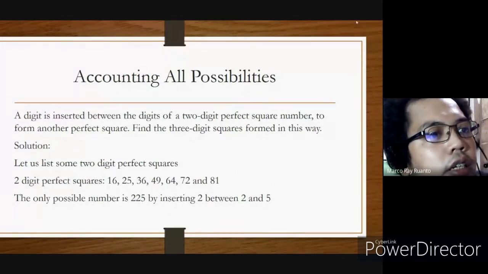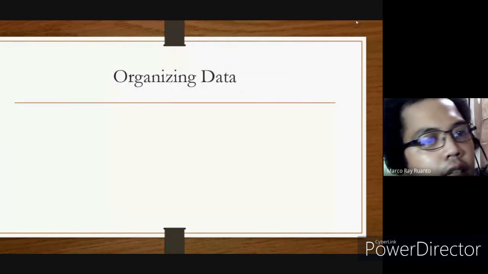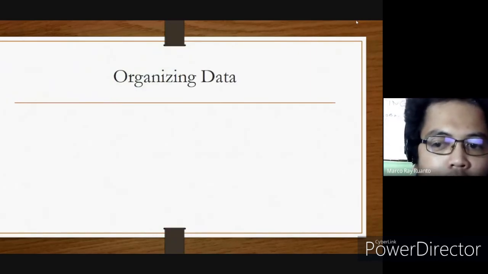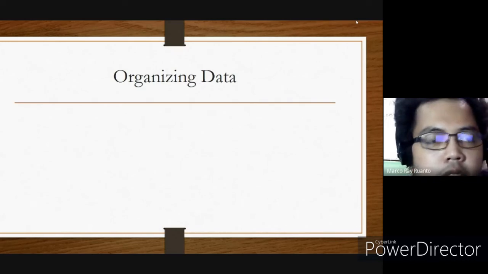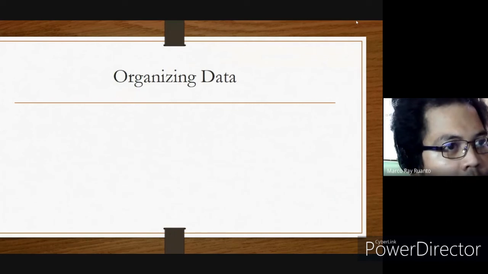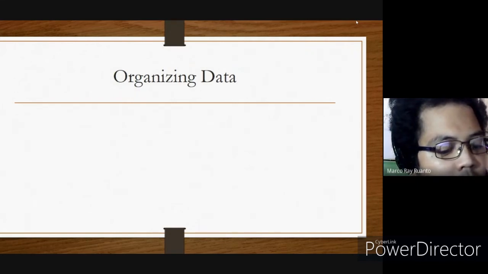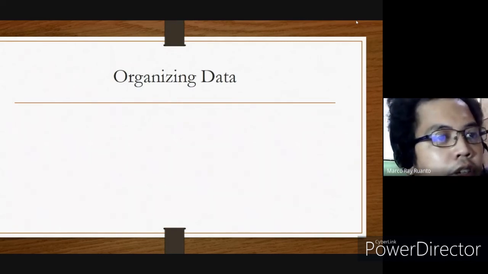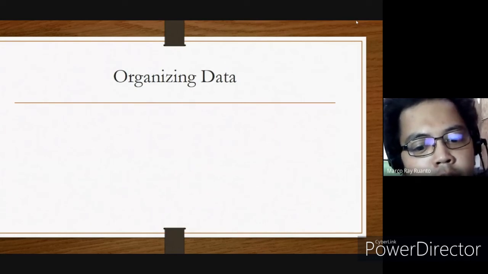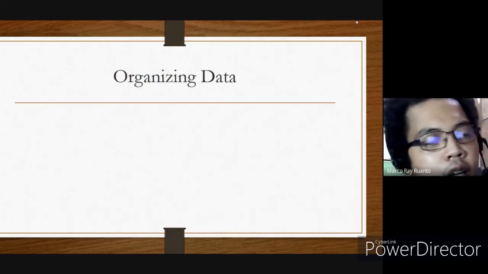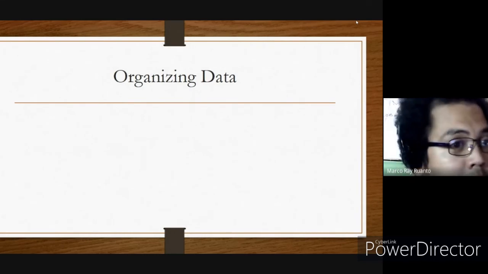Next strategy is organizing data. Organizing data really works if your problem is related to statistics, or if your problem involves money, or when the problem involves patterns.